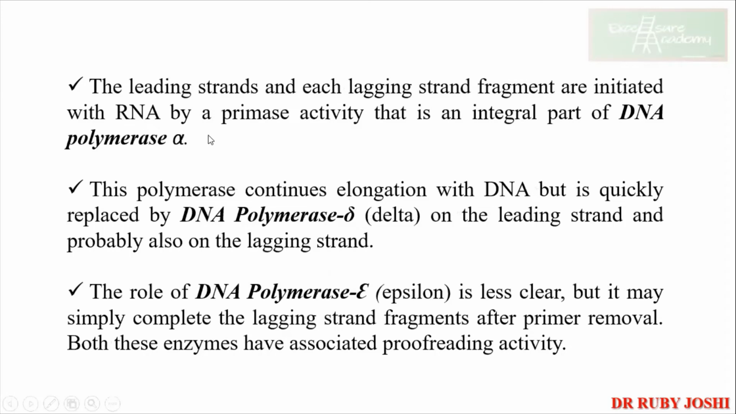Okay. So what are those 3 DNA polymerases? We have got the alpha, delta, and epsilon. Okay. वहां पे कौन से थे? We had polymerase 1, 2, and 3. Here we have got alpha, delta, and epsilon. So the leading strand and each lagging strand fragment are initiated with RNA by primase activity, which is done by the polymerase alpha. Okay. वहां पे क्या था आपका DNA G, which has got the primase activity. Here it is your DNA polymerase alpha. Okay, just compare and study so that you can remember.